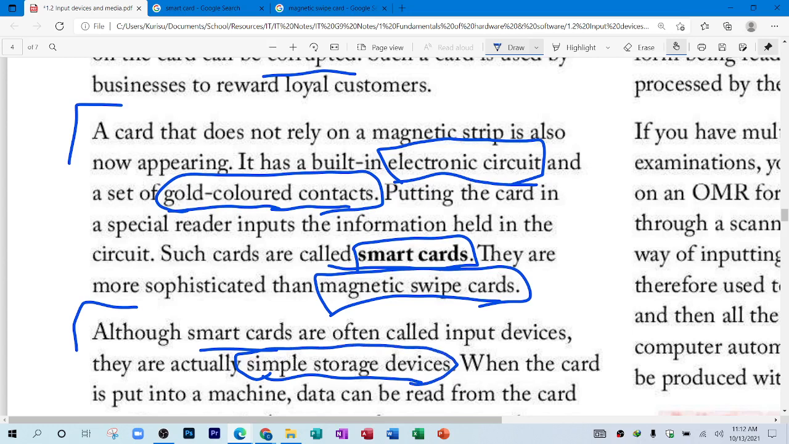It's kind of like if you have an SD card and it's storing data, but this can only store a smaller amount of data, and it is stored on that electronic circuit, and it is read through those gold colored contacts.